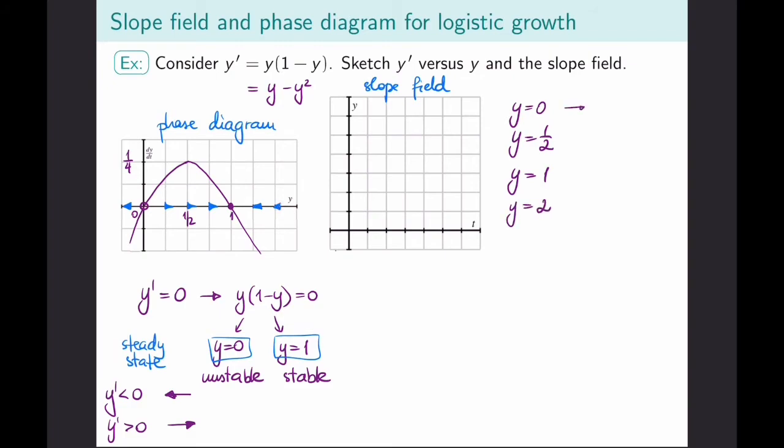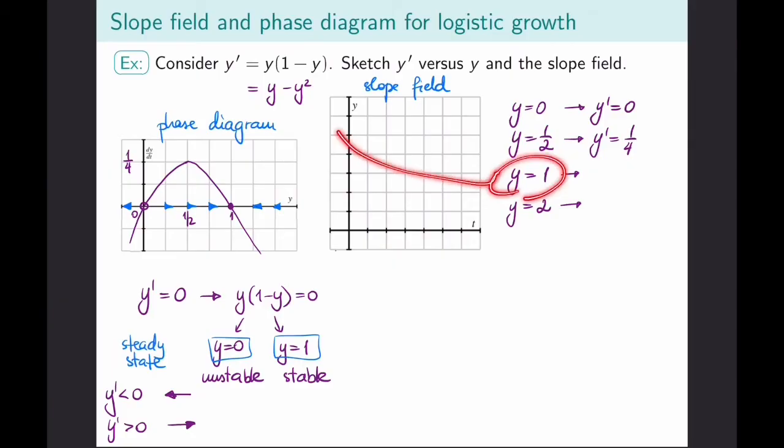So for each one of these, I'm going to compute the value of the derivative that the differential equation is giving me. Whether you plug it into this form or this form doesn't matter whatsoever. So if I plug in y equals 0 for y on the right-hand side here, I'm going to get 0 times 1, which of course means 0, so y prime is 0. If I plug in 1/2 into my equation here, same as here, 1/2 will actually give me a quarter. So y prime here is equal to a quarter.